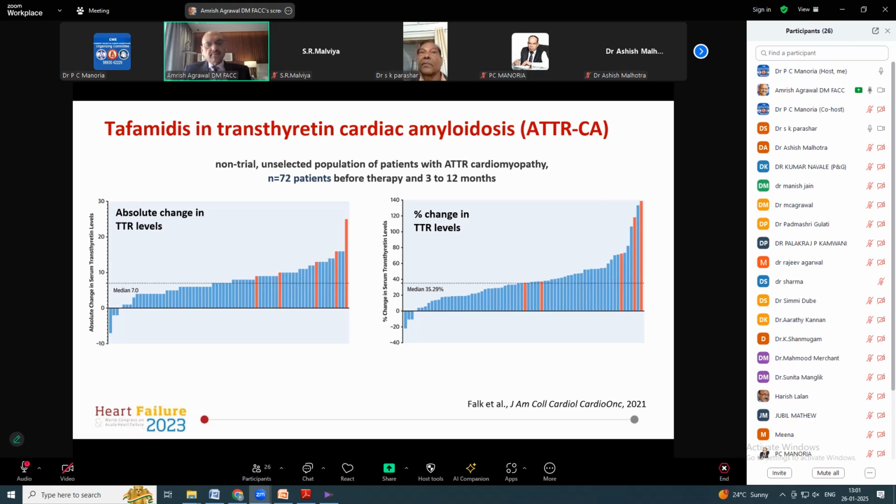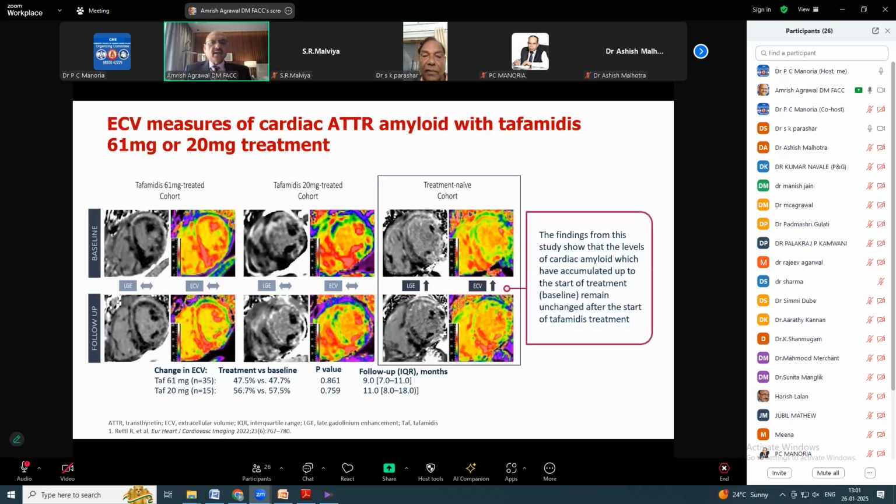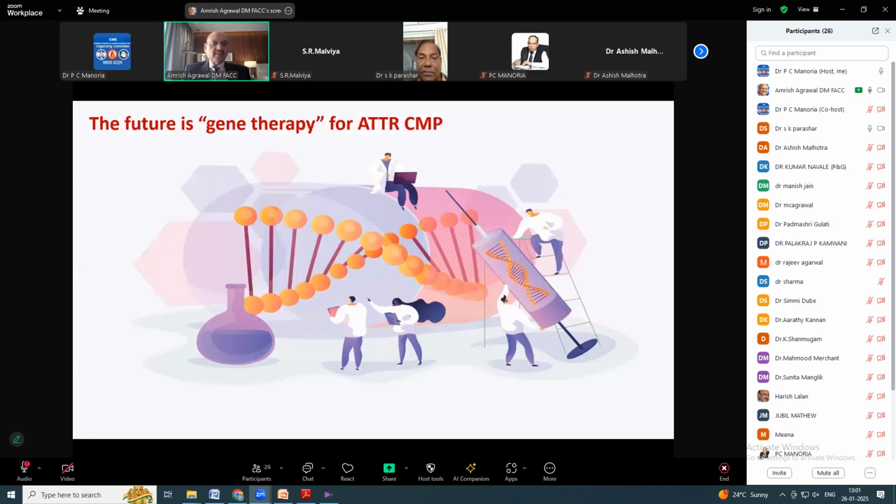Coming further, where were we heading? Like all science, we are heading towards genetic therapy for ATTR. We will come back to this slide a little later, but the future is genetic therapy for atrial cardiomyopathy. And what do you mean by the future of genetic therapy for atrial cardiomyopathy?